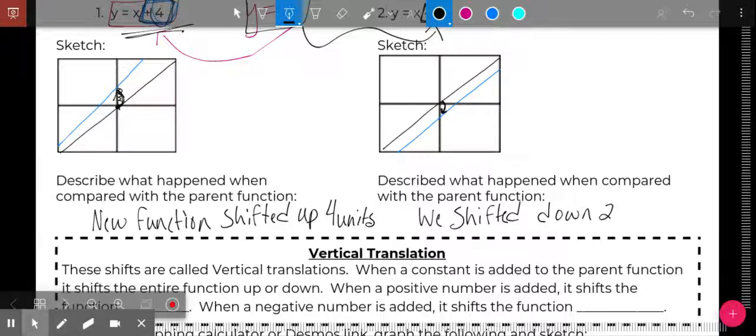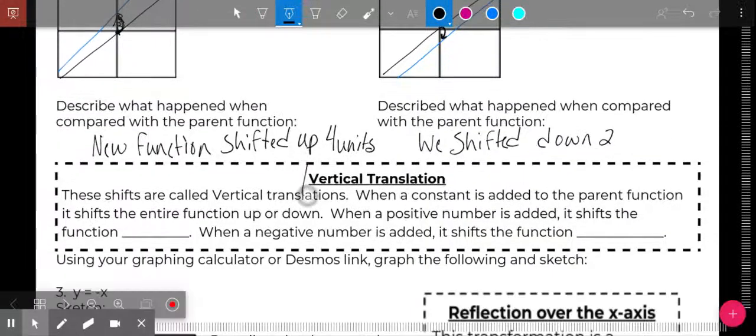It's going up and down. It's just moving up and down. That is what happens when we add or subtract from x. So what do we actually call this? We call this a vertical translation. So these shifts are called vertical translations.